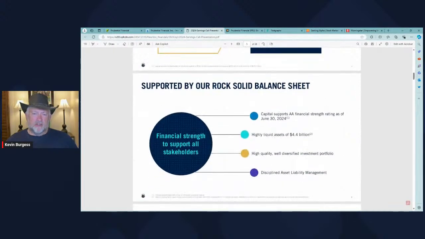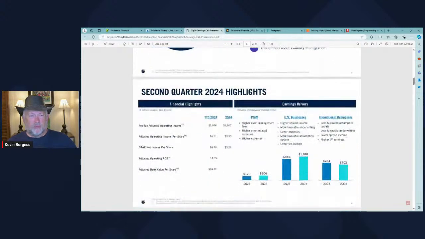The rock solid balance sheet. They got AA financial strength, so that's good. They've got liquid assets of $4.4 billion. That's also very good. Then the rest of that's just words.